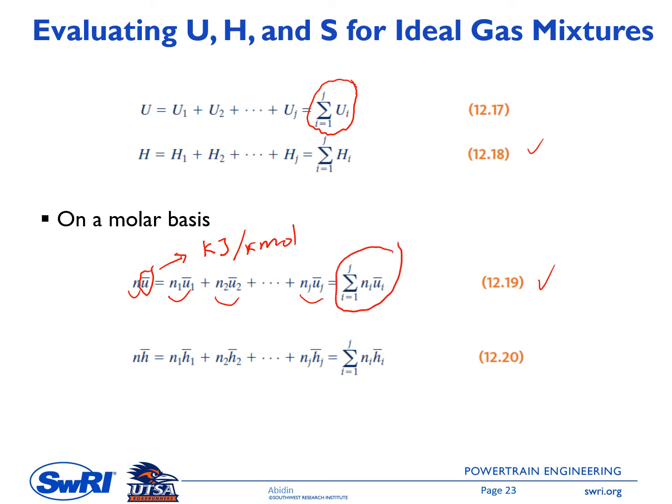And then similarly, we have equation 12.20 for the enthalpy on a molar basis. So this is n, the total moles of the mixture, times h bar, the specific enthalpy on a molar basis, equal to n1 times h1 bar from component 1, and then component 2 through component j.